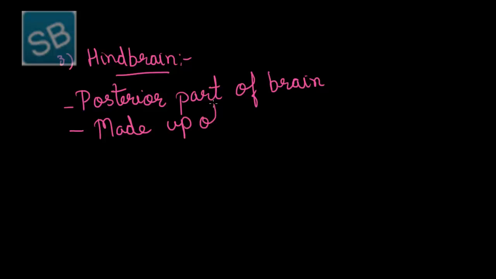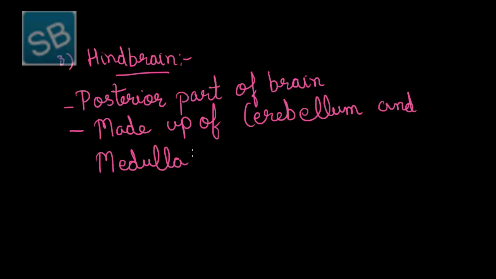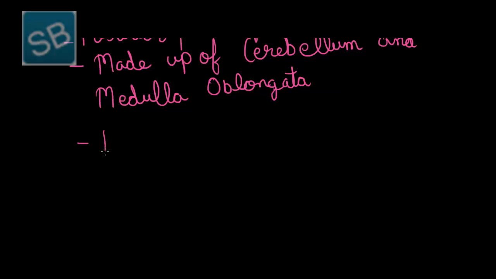Following midbrain occurs the third part of the brain, that is hindbrain. Hindbrain is the posterior part of the brain and occurs following the midbrain. The hindbrain is made up of cerebellum and medulla oblongata. This medulla oblongata continues further as spinal cord in the vertebral column.